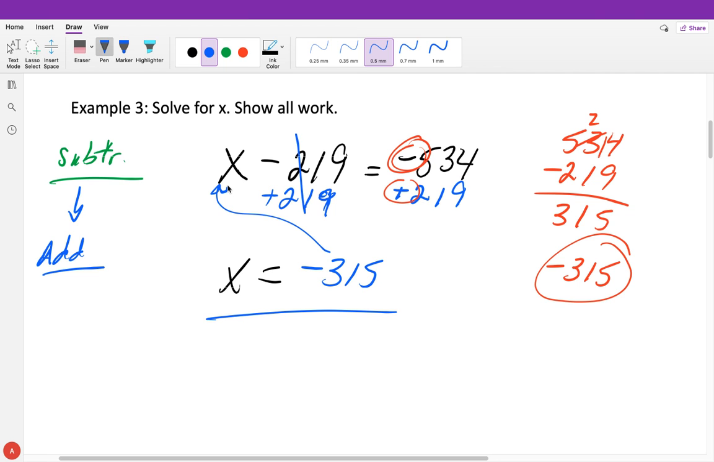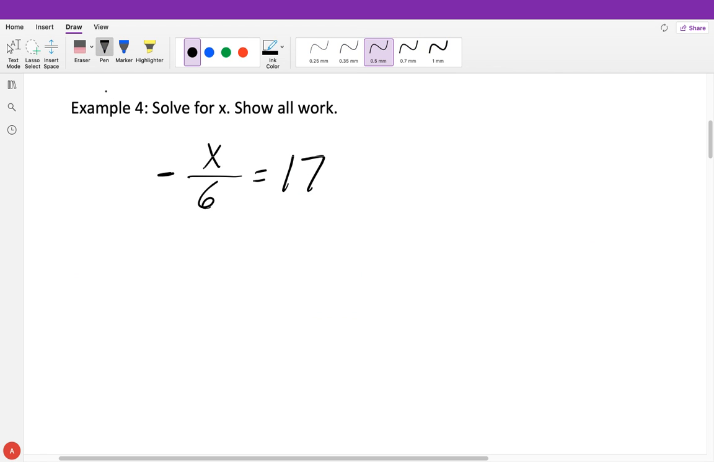All right, and then we're going to go through the last example now, but just to reiterate this real quick, in order for you to get full credit, remember you must show your work. So here's the inverse operation that you must show. All right, now we're going to go through the last question. So here we got negative x over 6 is equal to 17.